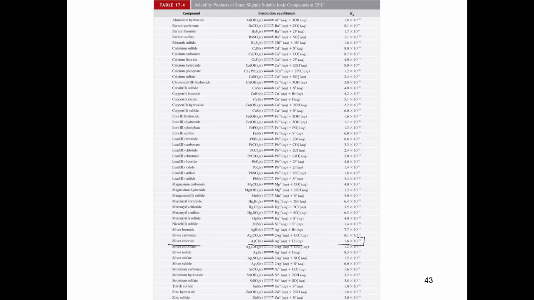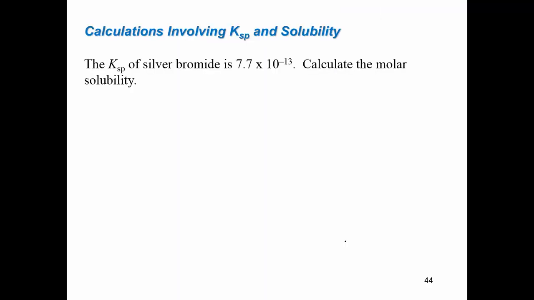It has a value of 1.6, I think that's times 10 to the negative 10. It's really hard for me to read on my screen. So we call it an insoluble compound, but just a little bit does solubilize. So looking at another example, silver bromide, the KSP is 7.7 times 10 to the negative 13.